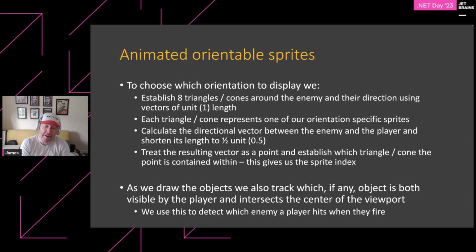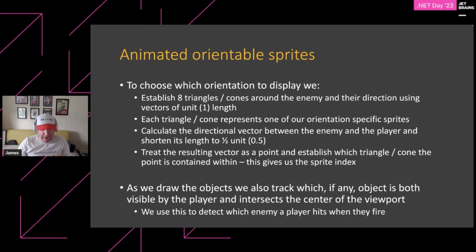I've not looked in the code, but I think I did it in the same way id Software did it, just because it magically worked with the sprites in the same order that they'd stored them. So I probably landed on something very similar to how they did it. The way this gets figured out is you establish 8 cones, 8 triangles around the enemy, and they all have a unit of 1 length. So these triangles just literally go around the enemy. Each of those triangles represents one of the orientations in our set of orientable sprites.